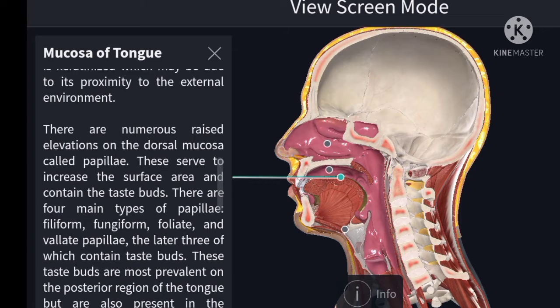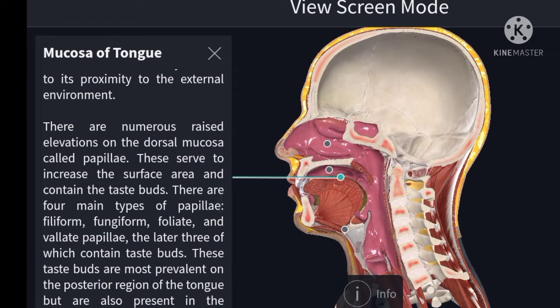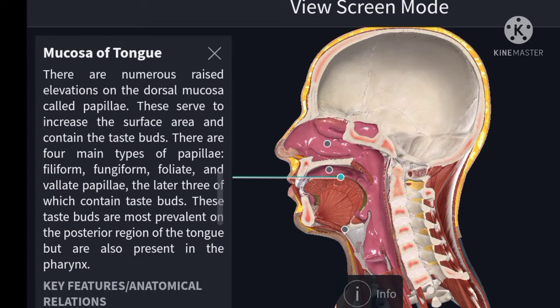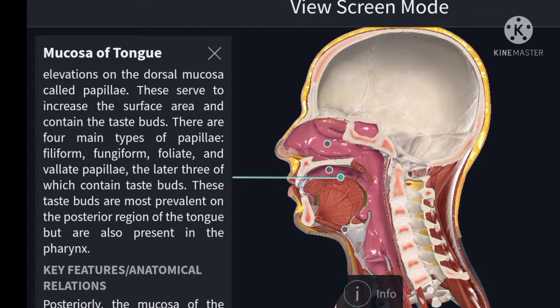These are the four main types of papilla: first is the filiform, fungiform, foliate, and vallate papilla, right? Out of these, only the fungiform, foliate, and vallate papilla contain taste buds, and these taste buds are most prevalent on the posterior region of the tongue, but they are also present in the pharynx.